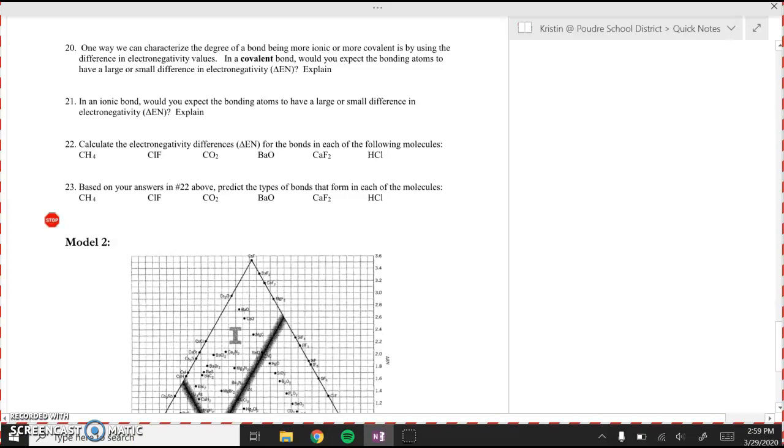One way we can characterize a bond is by saying if it's more ionic or covalent, and if it's polar or not. So covalent bonds, they're sharing equally, so they should have a small difference in electronegativity since they're sharing equally. An ionic bond should have a large difference because they're not sharing equally. So in the game of tug of war in covalent bonds, nobody is a clear winner. They're kind of pulling equally. But in an ionic bond, somebody is so much stronger, so much more electronegative that they can just steal the electron all the way away.